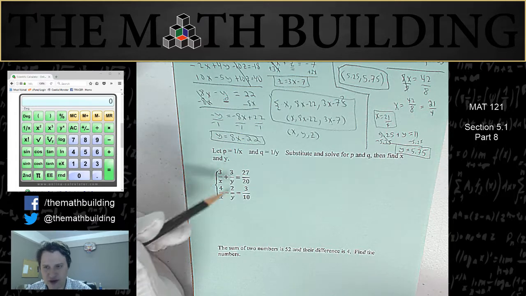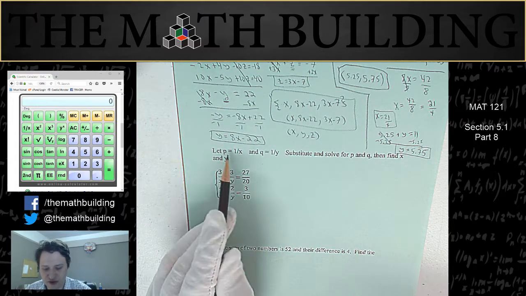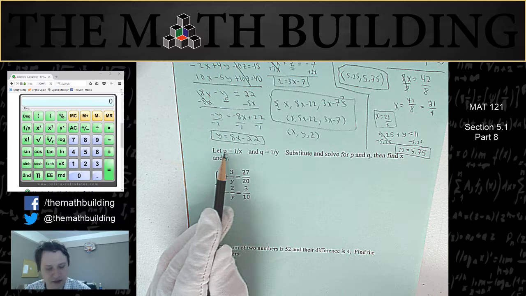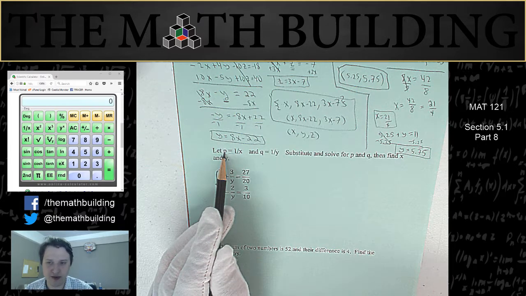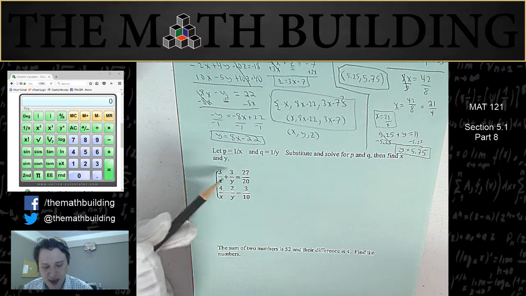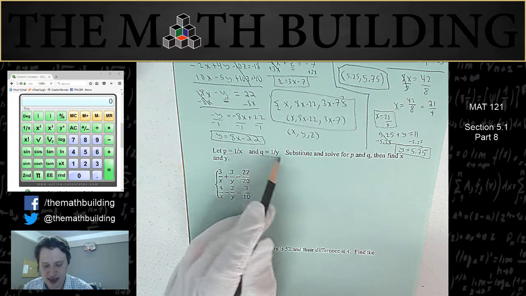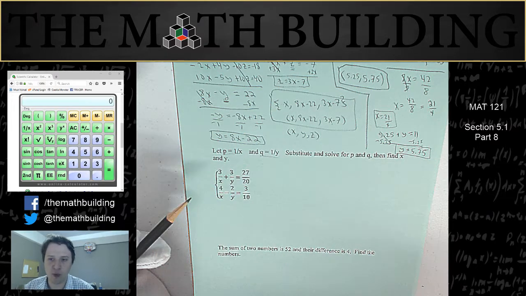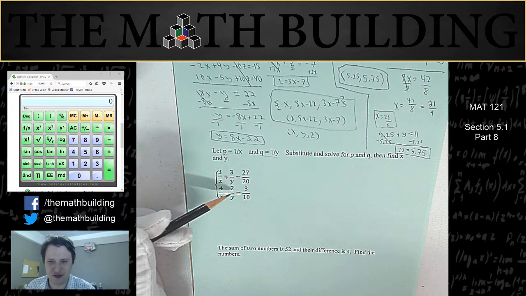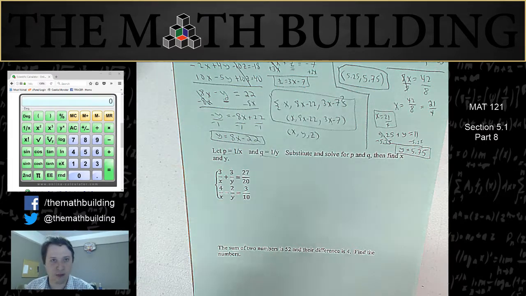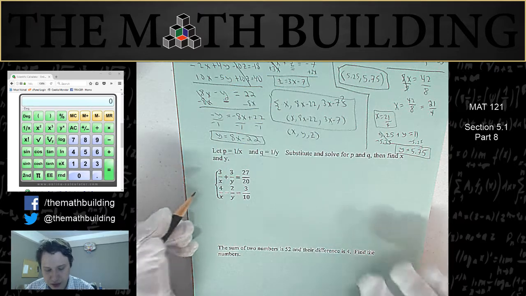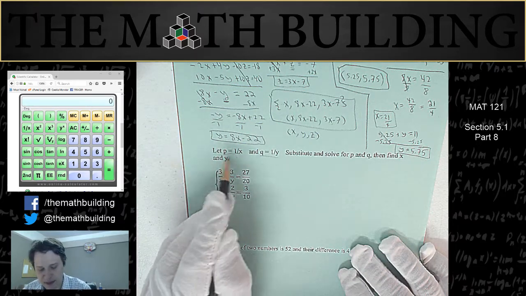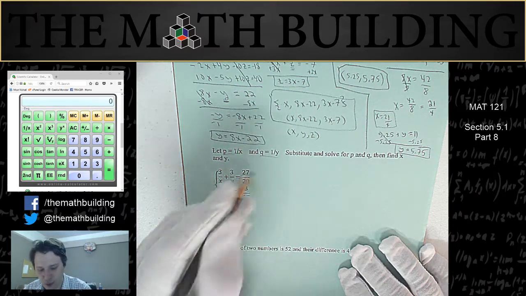So there's a trick to doing this, and the trick is to let p equal 1 over x. Make up a variable, whatever letter you want, in this case p, and let some other variable equal 1 over y. Because when we do that substitution, it'll make this a lot easier to solve, and then we can just work backwards to get p and q. So here's how you do this. Let p equal 1 over x and q equal 1 over y.